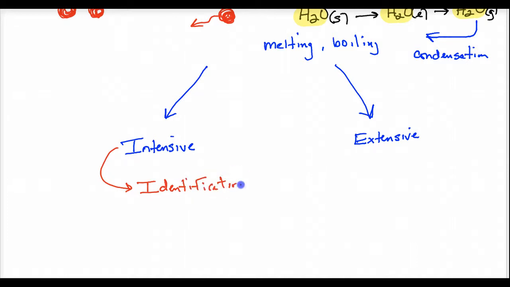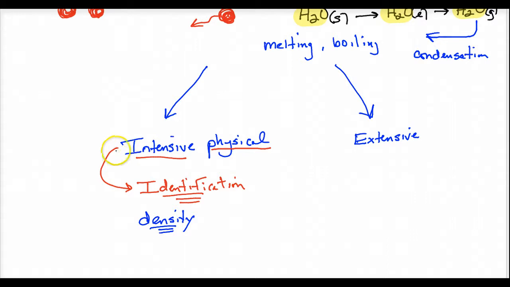What does that mean? I can identify things based on intensive physical properties. That's right. Couldn't you identify the aluminum in your lab by measuring the what? Density. I can identify what something is based on its density. It's physical because I'm not changing the substance to test for it. It's intensive because I can use it to identify.